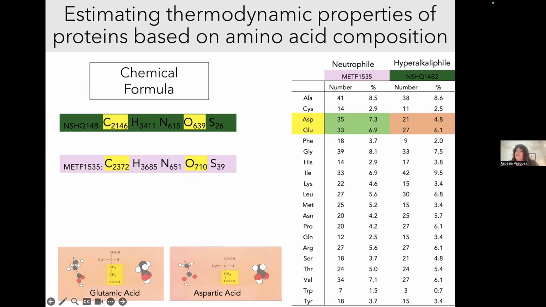And as you can see here, our hyperalkaliphile had less of both carbon and oxygen than our neutrophil, which is reflective of its environment as well.